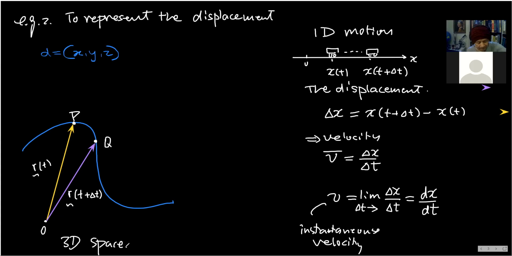By definition, for the displacement, I just need to know... denote delta R as the difference between R vector at t plus delta t and R vector at t. So that is a mathematical representation of the displacement. Graphically, can you describe this?